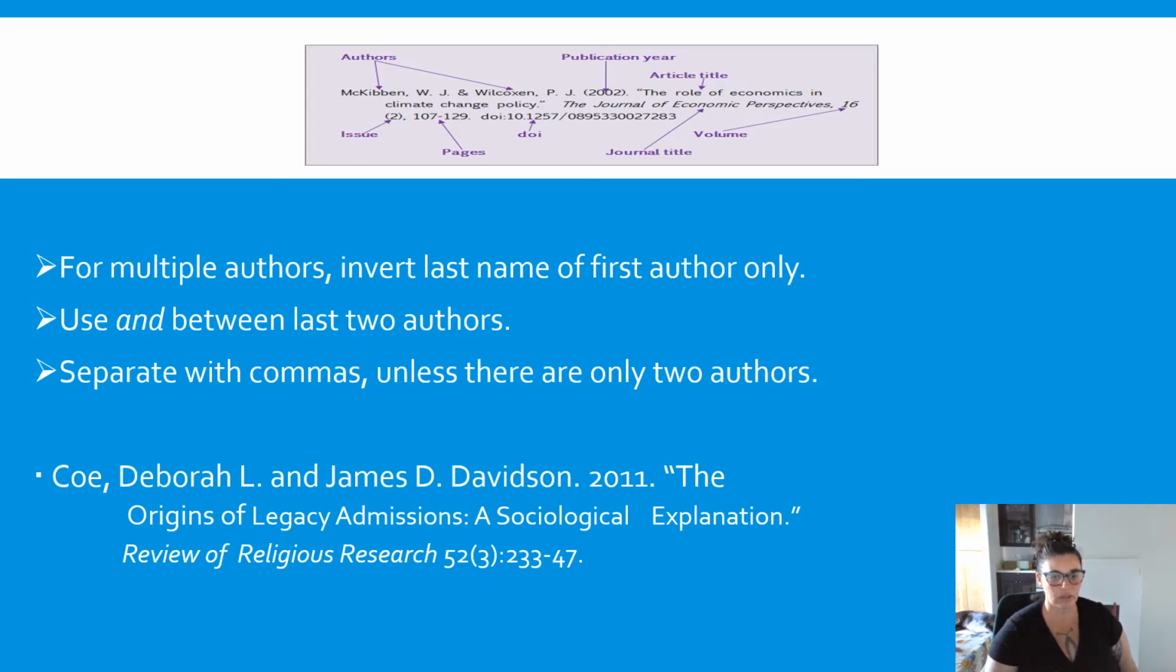Here we have another example: Co, Deborah L., and James D. Davidson, correct, right? 2011. You notice this one's in quotes. That's more ASA; this is more APA. "The Origins of Legacy and Admissions: A Sociological Explanation," also in quotes with caps. Review of Religious Research. Here is our issue, volume, pages.